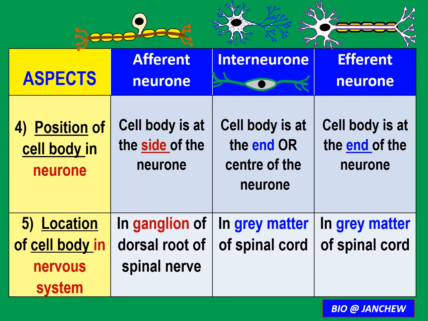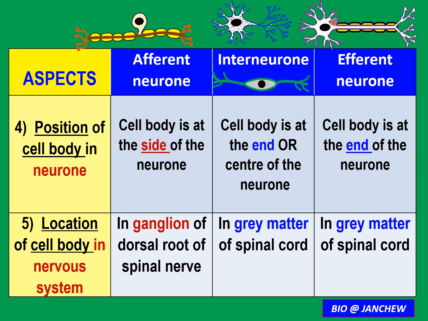Now let's discuss the fourth aspect, which is the position of the cell body in the neuron. Okay, inside the neuron, where's the cell body? For afferent neuron, the cell body is at the side of the neuron. See, it's at the side. It's not at this end, A or end B. It's at the side. Now for the interneuron, the cell body is at the end of the neuron here. This is the other end of the neuron where the axon terminals are. So it's at the front end of the neuron.